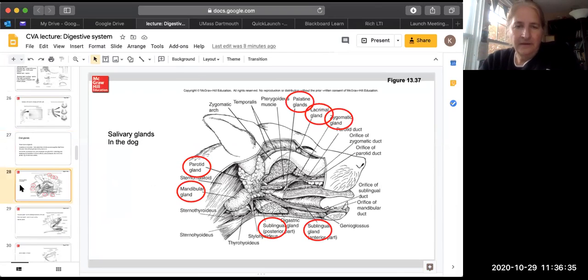This is just showing you a slice through a dog's mouth. Here's the tongue, right? And you can see all these glands: parotid gland, mandibular gland, sublingual glands. The lacrimal gland is for tears, but most of these are glands for saliva production, for putting enzymes into the mouth to start breaking down food.